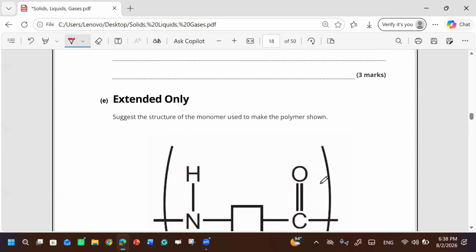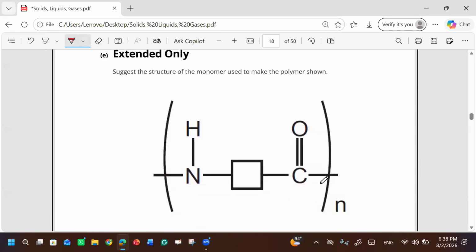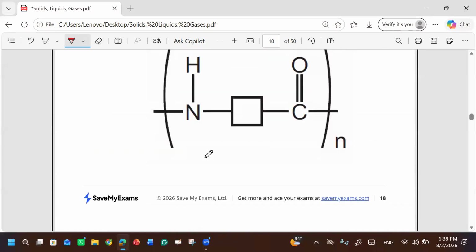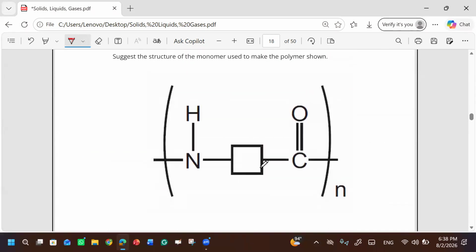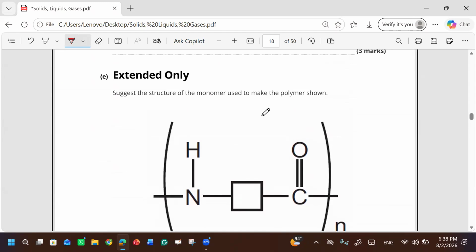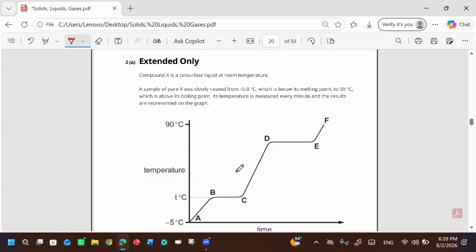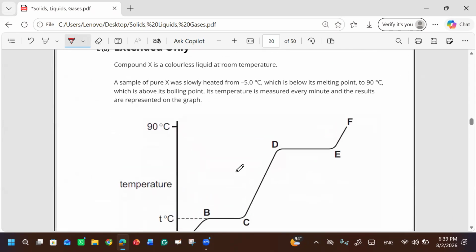This one is suggested structure of the monomer used. This one is not. This is the extended part. I also didn't understand this. This is actually from the organic part. This is from the amino acid. Basically, this is the structure of the protein, the part of the protein, the amino acid. Okay, we will discuss it once we are on this chapter, inshallah.